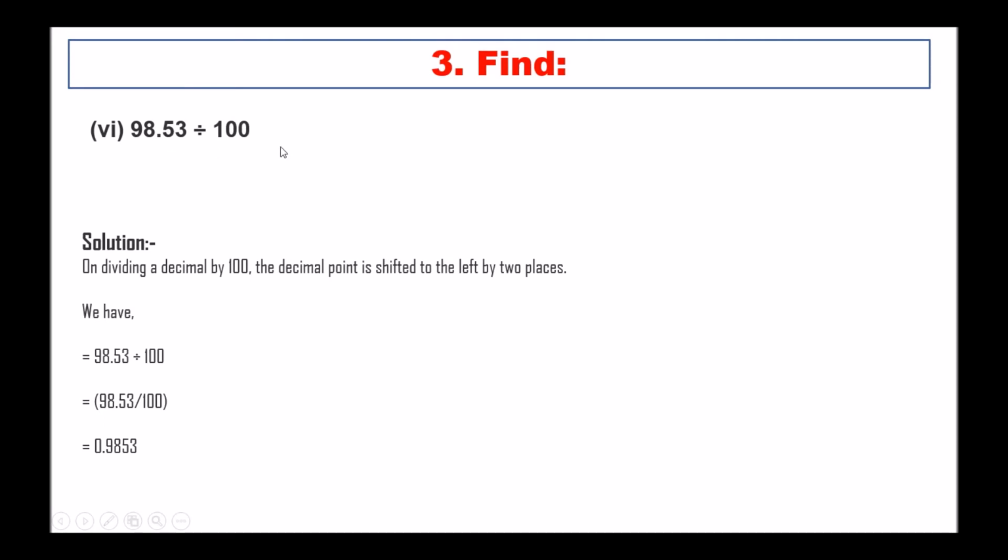98.53 divided by 100. On dividing by 100, the decimal point is shifted to the left by 2 places. So the decimal point will come here. So the answer will be 0.9853.